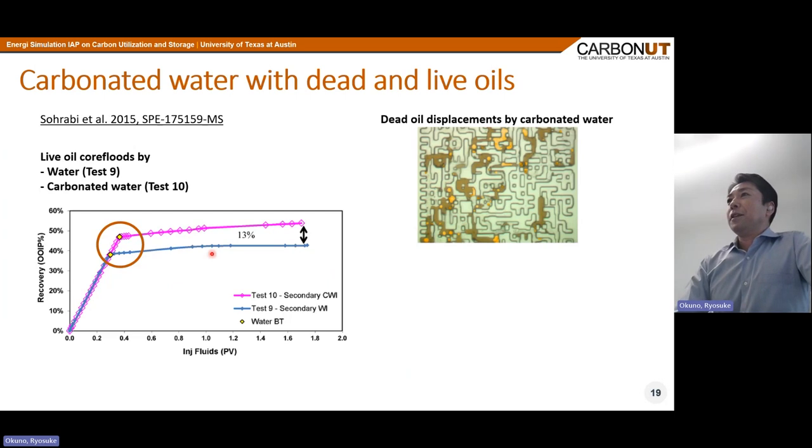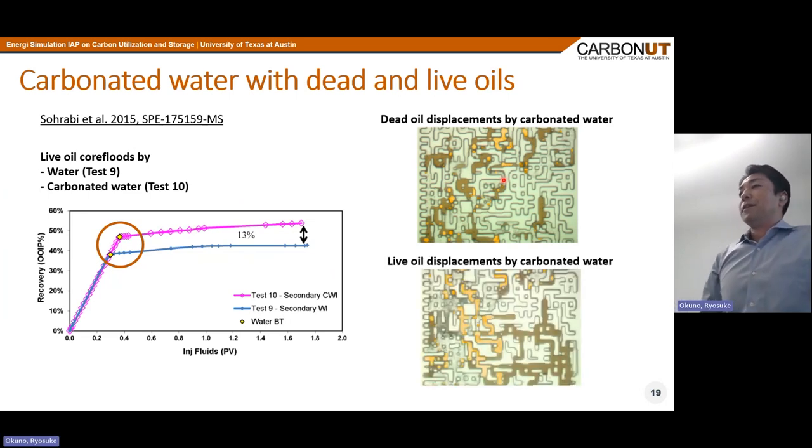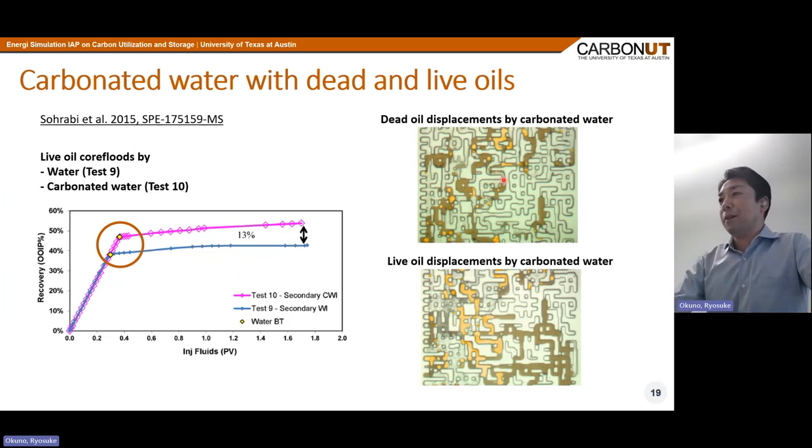In this dead oil displacement by carbonated water in the microfluidics, the brown is oil and the light brown is the CO2-rich phase nucleated from the water phase, which is transparent here. This CO2-rich phase is enhanced when they did the same experiment using live oil instead of dead oil. So the key point here is that the amount of volatile component is very important to have this mechanism locally activated between the water phase and oleic phase in the displacement process.